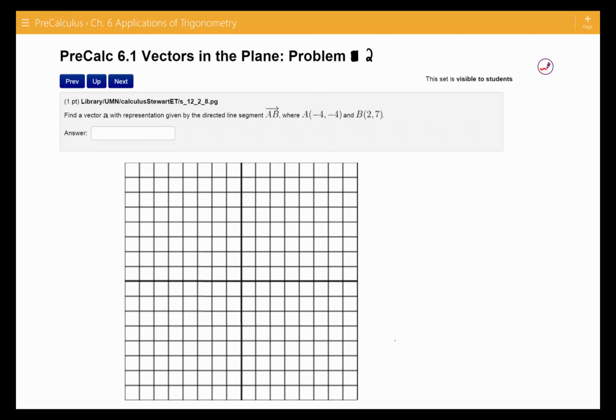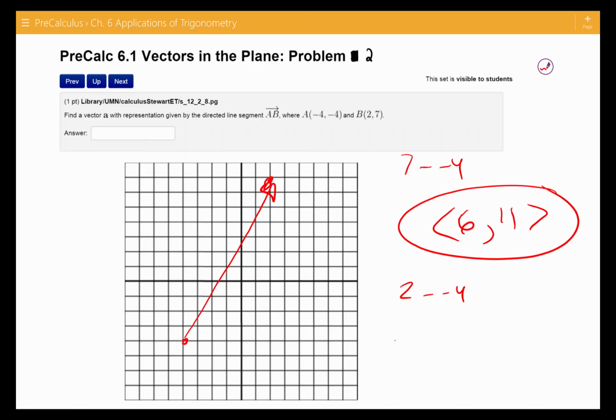Okay, the next problem wants us to find a vector A that goes from negative 4, 4, which is back here, all the way up to 2, 7, over 2, up right here. So the vector goes like this, and we can count. It goes over 6, up 11. Or we can subtract. You have 7 minus negative 4, which gives you the y-coordinate of 11. And then you also have 2 minus negative 4, which gives you the x-coordinate, which is 6. So there's our vector that goes over 6, up 11. And don't forget to use these pointy brackets here for the component form of vectors.